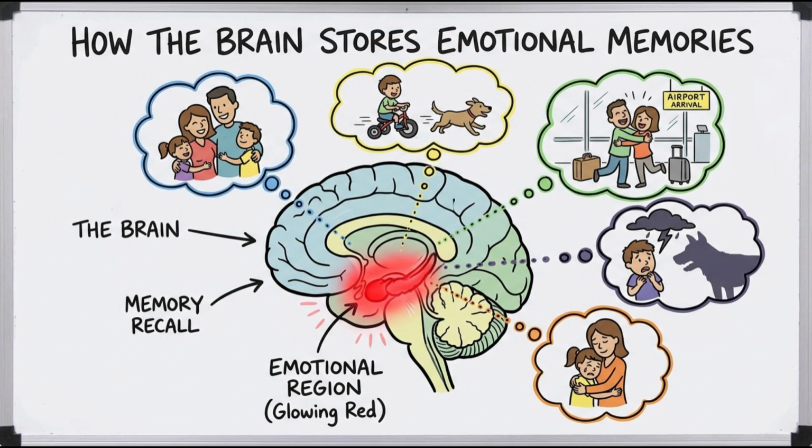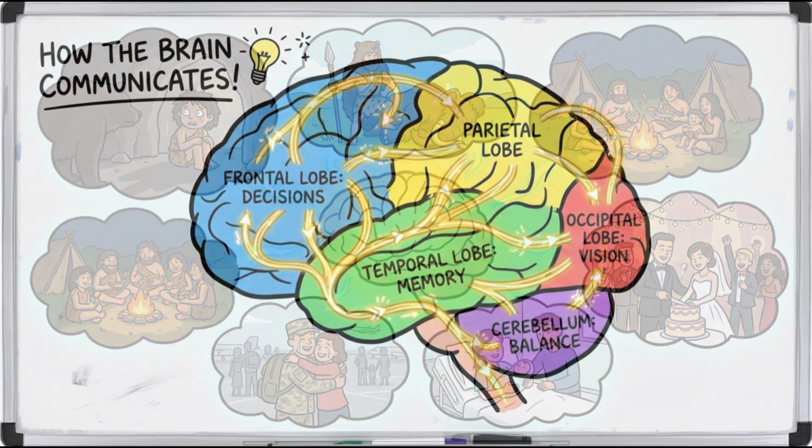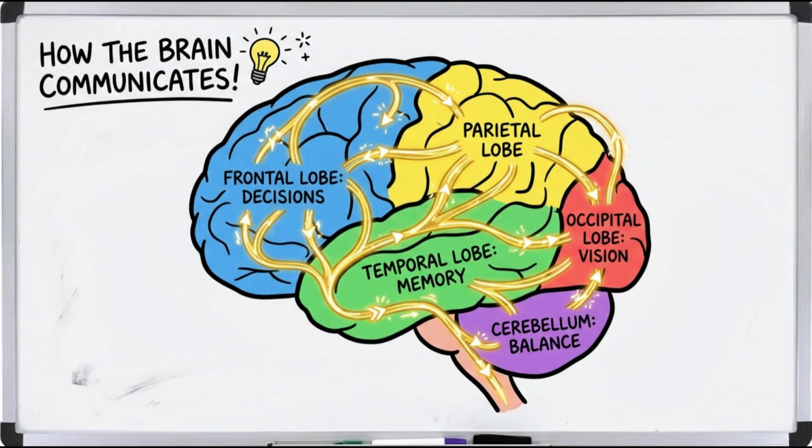Show how emotional memories activate important brain regions whenever we experience powerful feelings. Connect past experiences with present emotions by showing how memories influence emotional responses. Explain that emotions are created through communication between multiple brain regions rather than one single area.